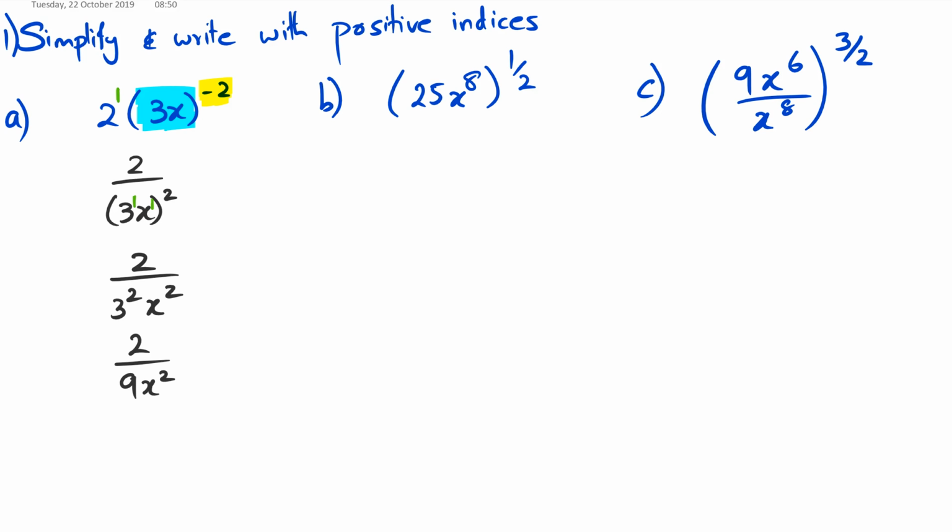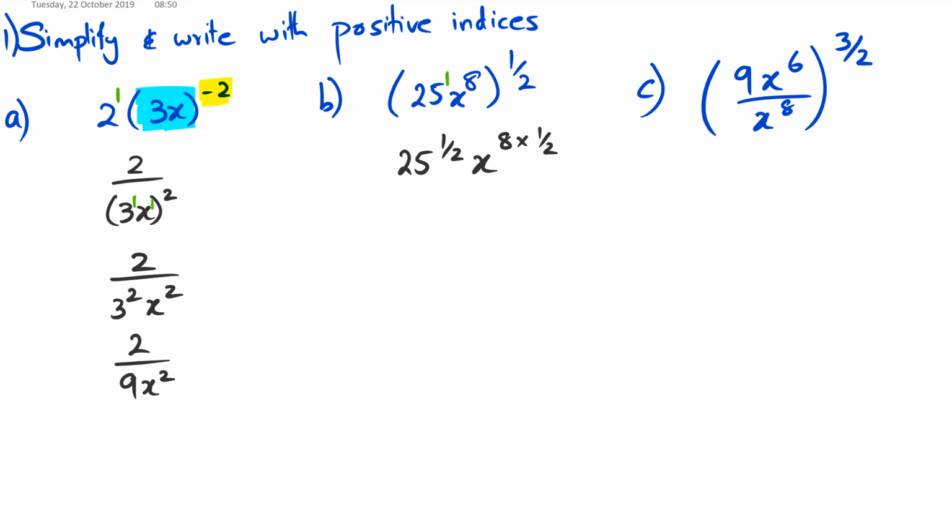Looking at the second question, we've got 25, which has a power of 1. Because it's powers of powers, what we're going to do is rewrite this as 25 to the power of half, because 1 times a half is just half. And then x to the power of 8 times half.